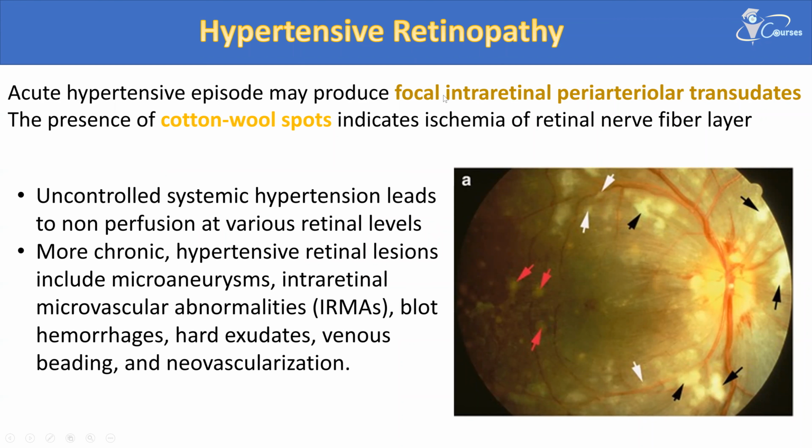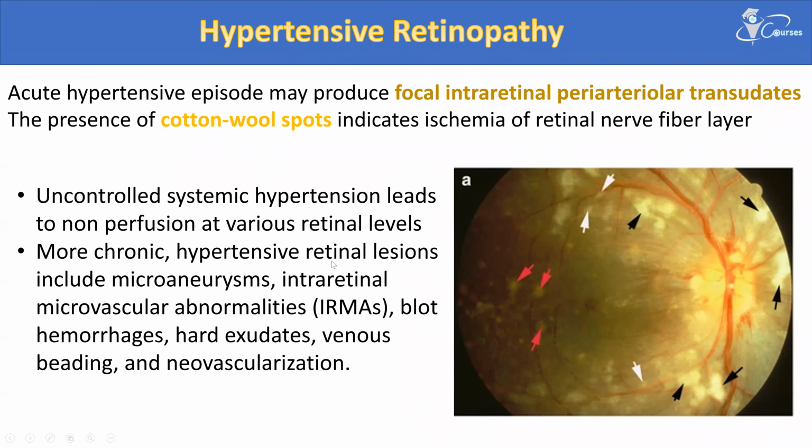Also, another sign of ischemia in hypertensive retinopathy is the cotton wool spots. You see, these are the blackish arrows. These are called cotton wool spots, which indicate ischemia of the retinal nerve fiber layer. So if it asks in MCQs, why do the cotton wool spots occur? It occurs due to disruption of the axoplasmic flow, which will result in accumulation of debris. This debris appears as cotton wool spots present in the superficial layer of the retina, which represent the ischemia in the retinal nerve fiber layer.